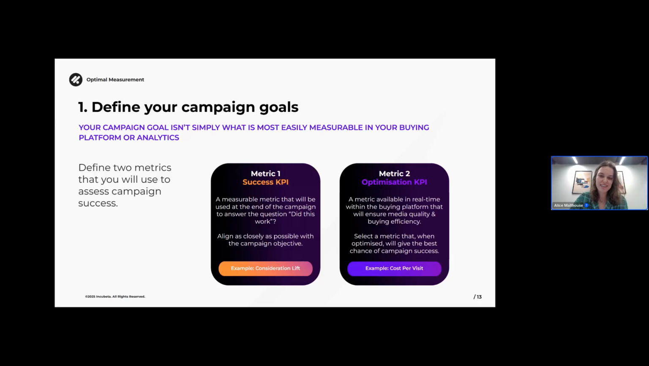The metric number 2 is an optimization KPI. So this is a metric that you can optimize towards in your platform, and this will make sure you achieve good media quality and good buying efficiency. So every day you can come into your platform and optimize towards this metric, unlike the success KPI where you might need to look at it over a longer period of time. So if you were doing a campaign where you wanted to get more people considering buying from your brand, you would have your consideration lift as your success KPI, and then cost per visit as your optimization KPI. And I often see people just picking one of these, which just makes showing the value of your campaign hard to do. So we recommend those 2 KPIs before you've even done anything.